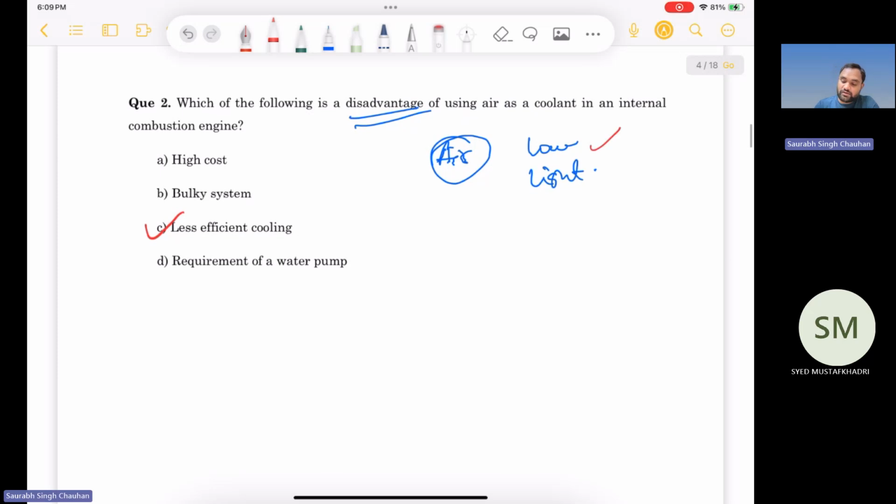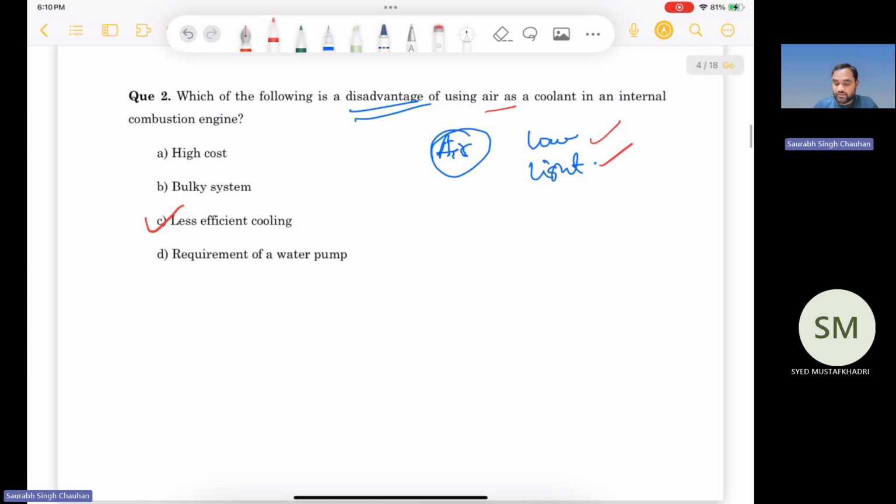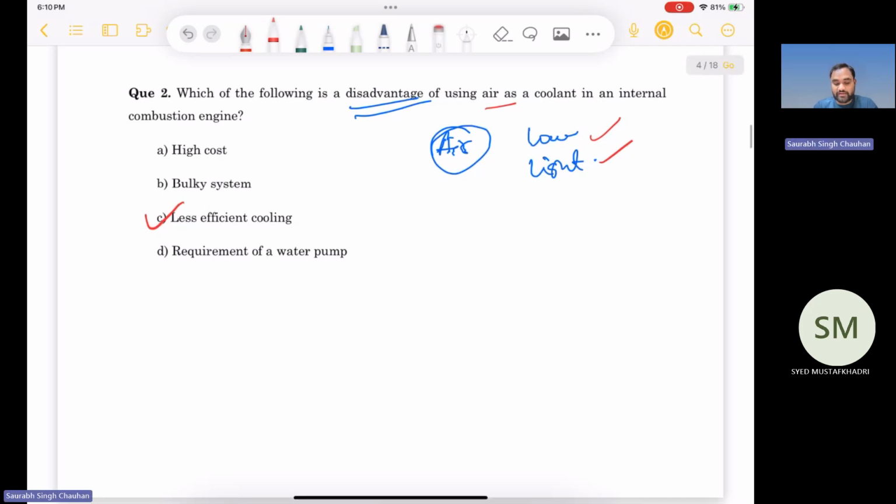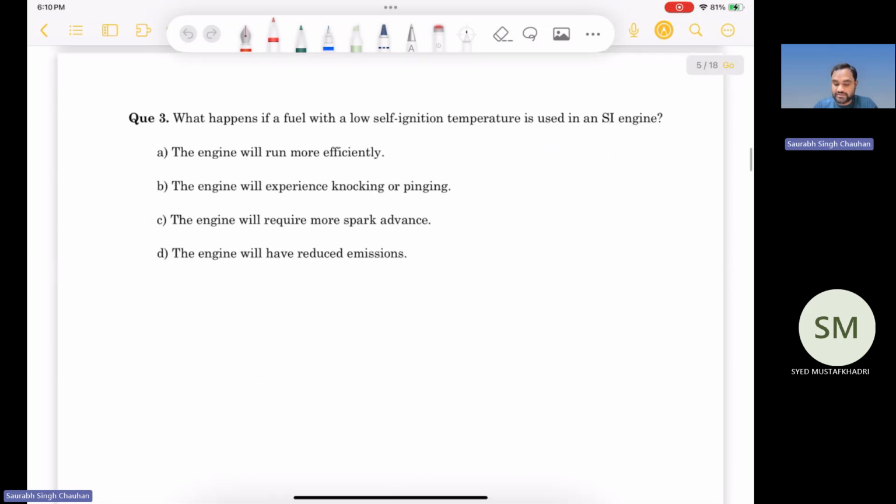In lightweight and low cost applications, we are using air. For example, your motorcycle. In a motorcycle, you are not using water for cooling, right? You are using air. The engine is being cooled by air. And since it is less efficient, to make it more efficient, you are using fins. You know what fins are? Fins are just extended metal surfaces, so they increase the total surface area for heat transfer. In a motorcycle, you can see the fins are there, right? So those engines are air cooled. Anyways, we will move to the next question.